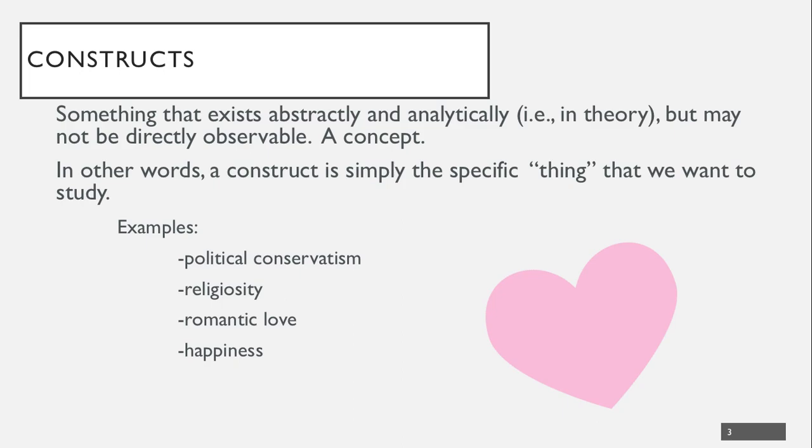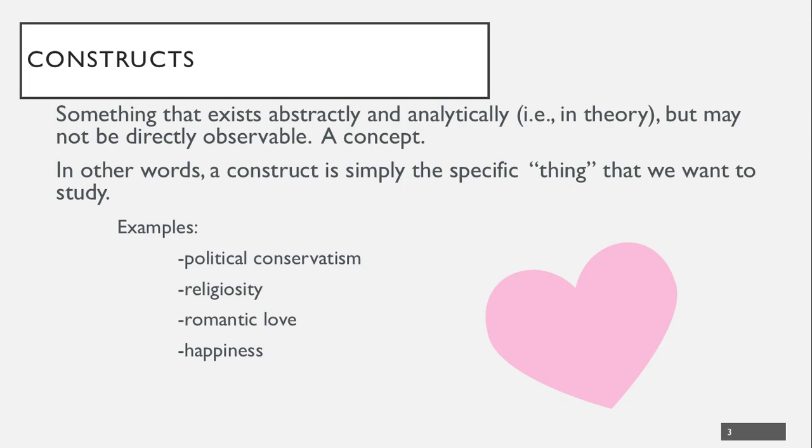A construct is basically the idea or thing you want to study. It exists abstractly and analytically in theory, and you have to figure out how to access it in your study. Some examples of it would be political conservatism, religiosity, romantic love, happiness.